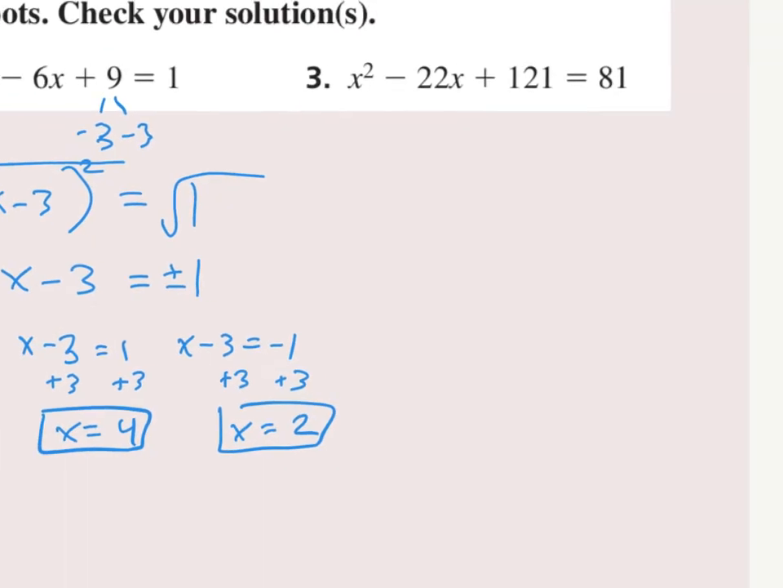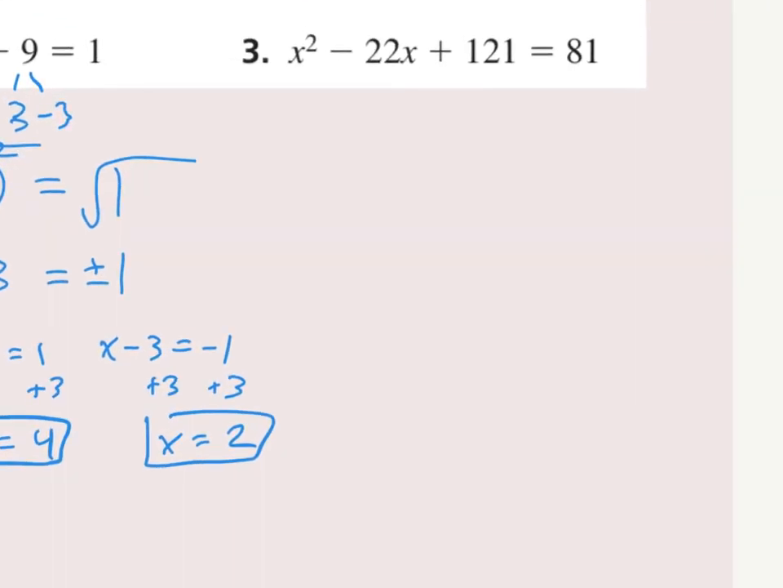All right, let's look at number 3. What are two factors of 121 that add up to negative 22? Negative 11 and negative 11. So again, we're going to have a perfect square. x minus 11 squared is equal to 81. What do we do? What's next? We take the square root of both sides.